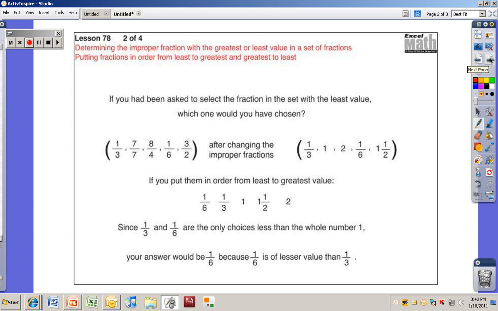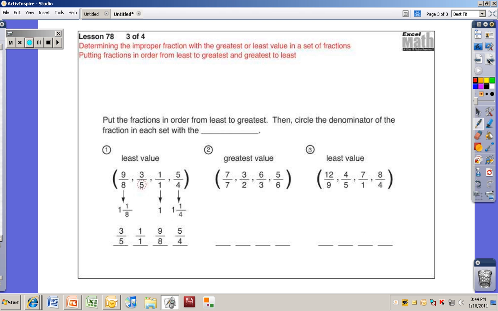All right, let's go on to the next part here. If you have been asked to select the fraction in the set with the least value, which one would you have chosen? So again, same exact problem. They show you what they're each equivalent to right here. And so the least fraction, the smallest fraction in the bunch, would be 1/6, and so you'd pick the 6. All right, pretty simple there.